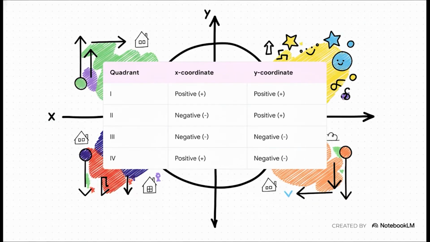Check out this pattern. In the first quadrant, both the x and y numbers are positive. In the second, x is negative, but y is positive. Down in the third, both numbers are negative. And in the fourth, x is positive, but y is negative. This is an awesome shortcut. You can tell which neighborhood a point lives in just by looking at the plus or minus signs in its address.